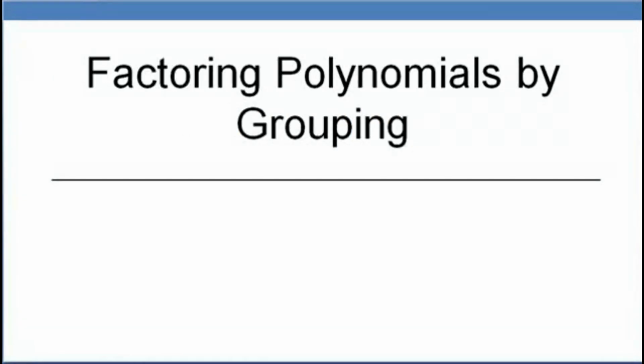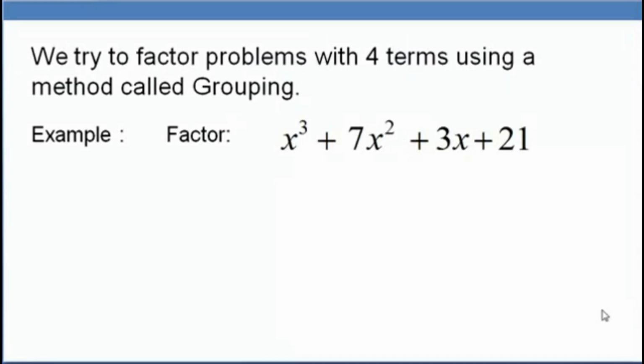Factoring polynomials by grouping. We try to factor problems with 4 terms using a method called grouping. So we have 4 terms. We're going to split the problem into 2 groups. And then from each group, we will try to find a GCF. So from our first group, we do have a common factor. We have an x squared that's common. So we will take that out.